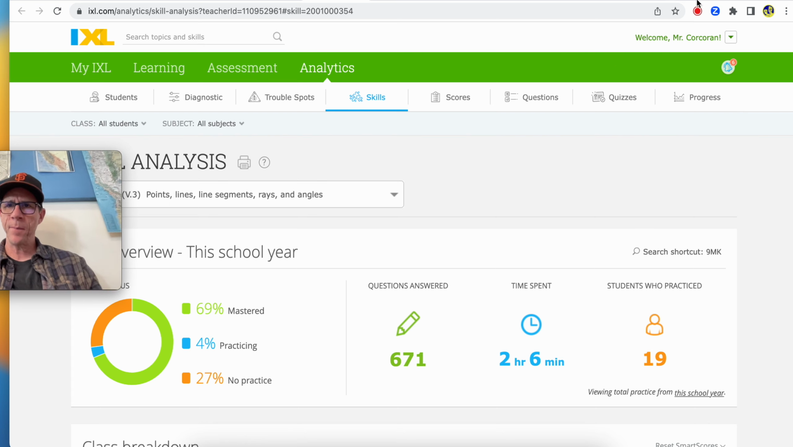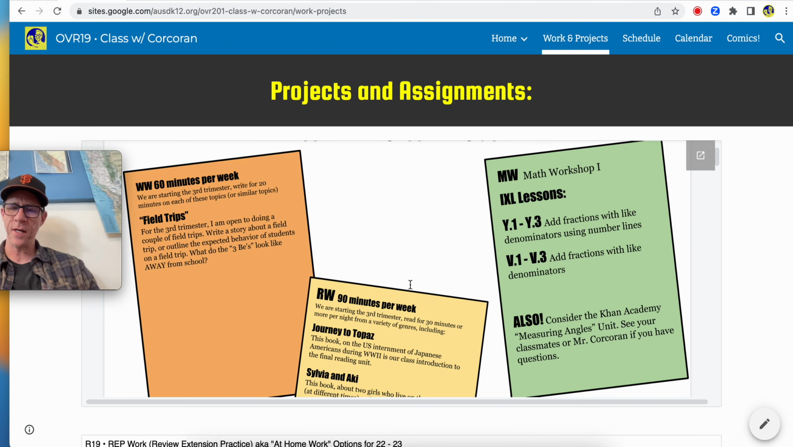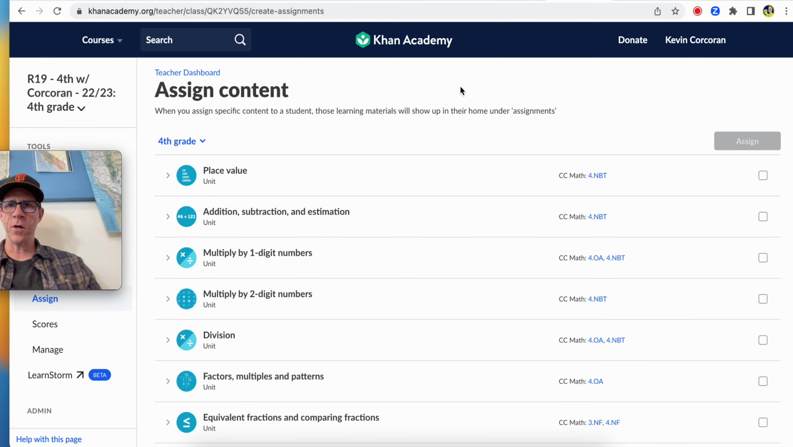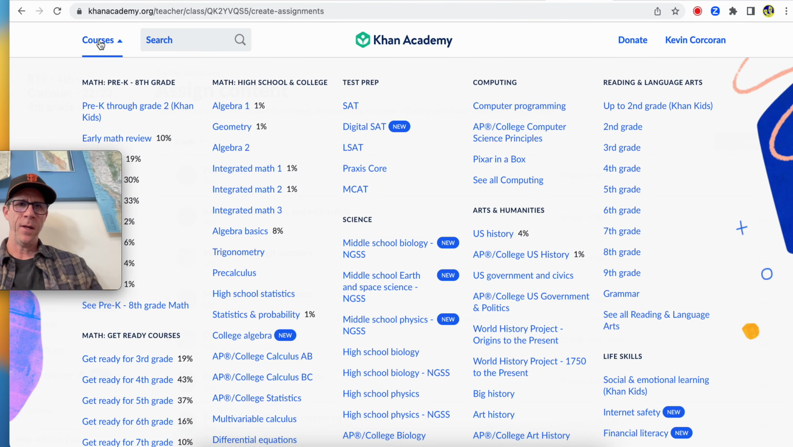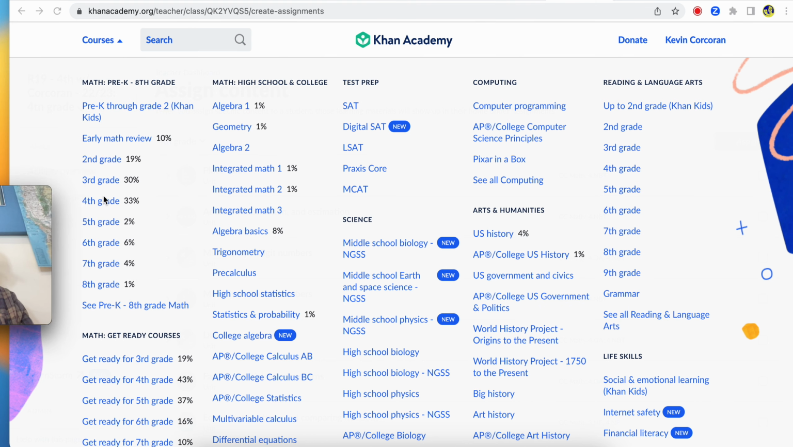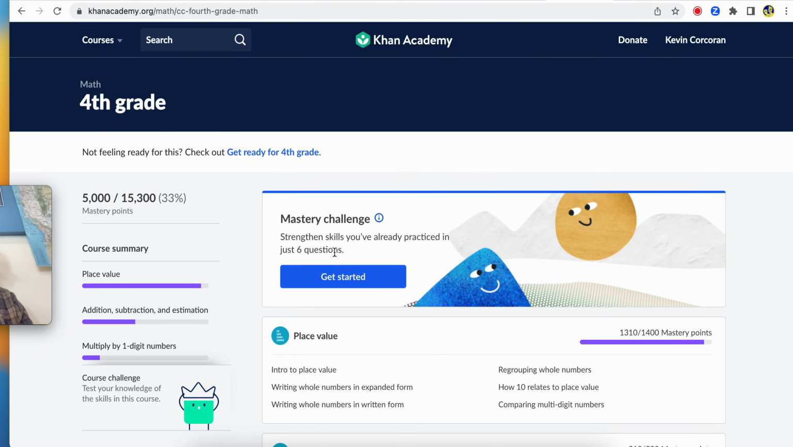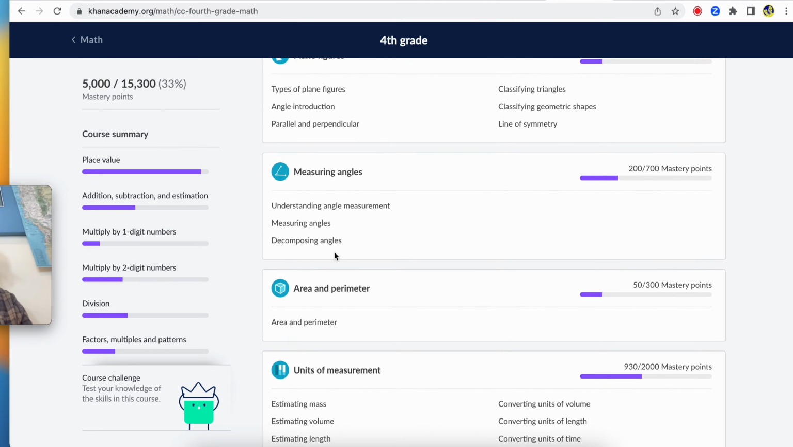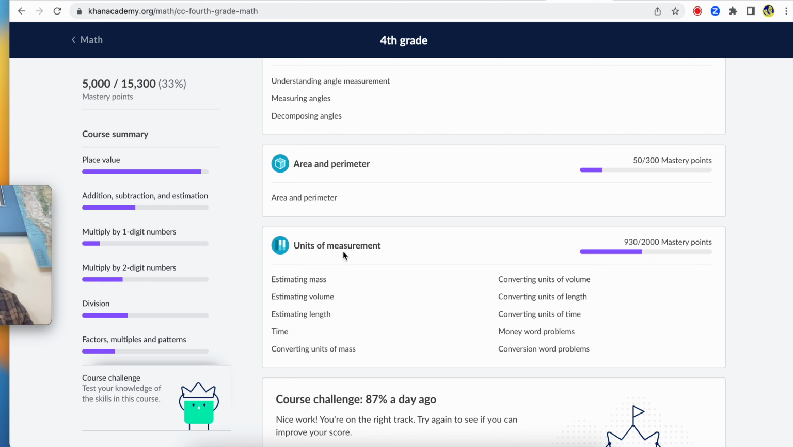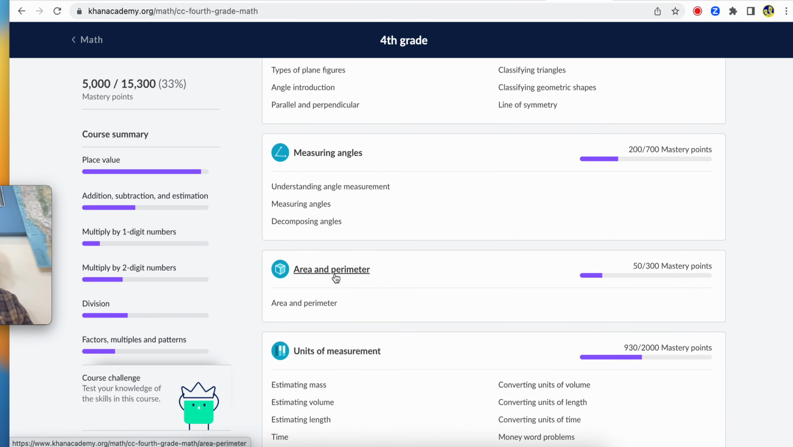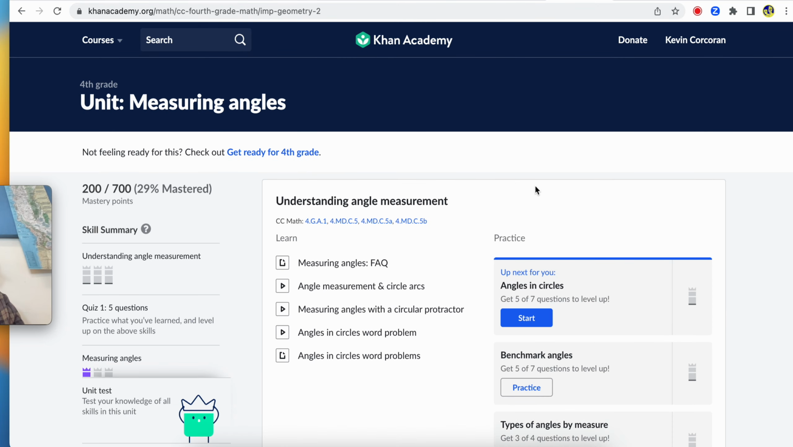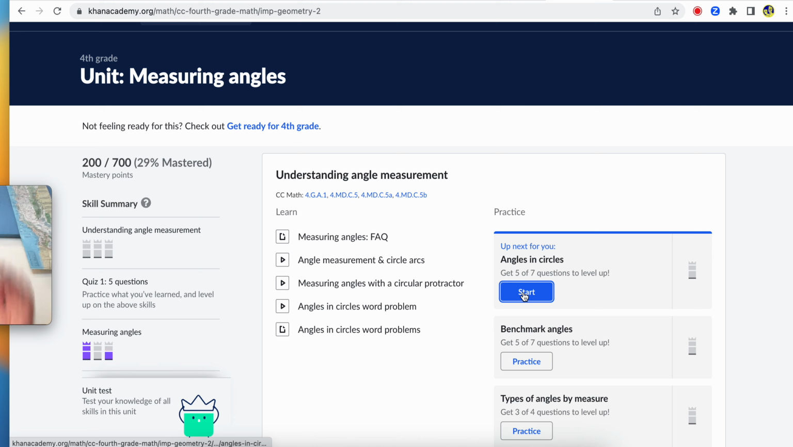And my notes here, what you notice, class, is it says, consider the Khan Academy measuring angles unit. And I did this with at least 6 of your classmates today. What it looks like when you log into Khan Academy, go over to courses, click on 4th grade, and if you scroll down, all the way to the bottom is units of measurement, area of perimeter. This is what you want, measuring angles. So some students might benefit from going right here and clicking start.